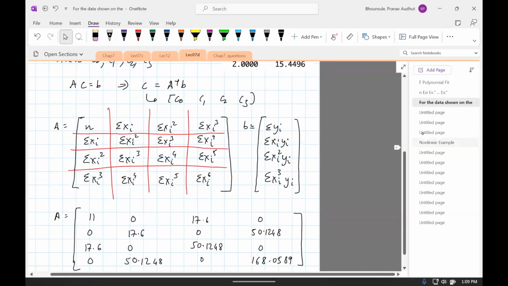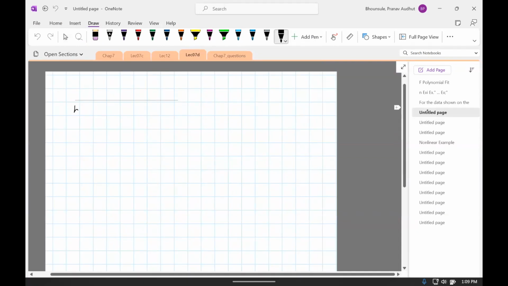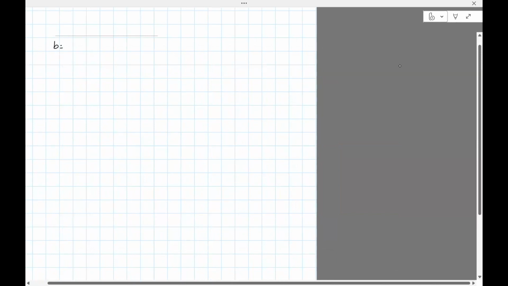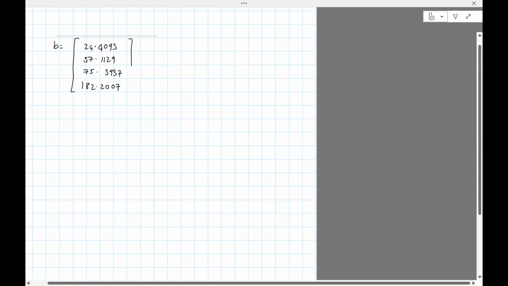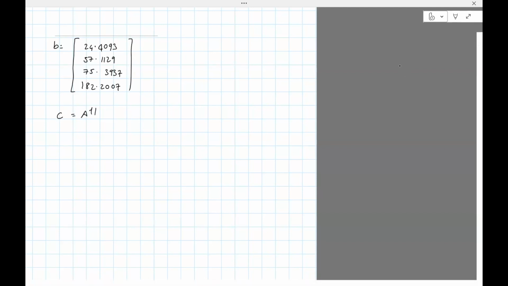Okay, let's write B. I get for B the following: 24.4093, 57.1129, 75.3937, 182.2007. Okay, so C equals A inverse B, which equals minus 0.4279, 1.0453, and so on.